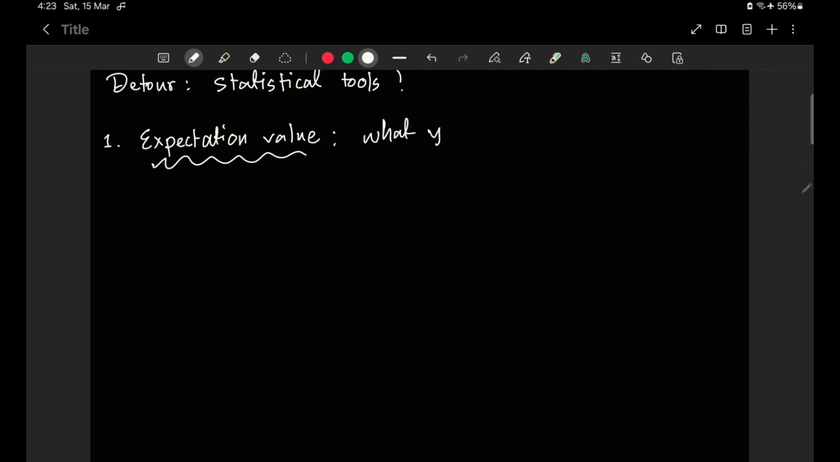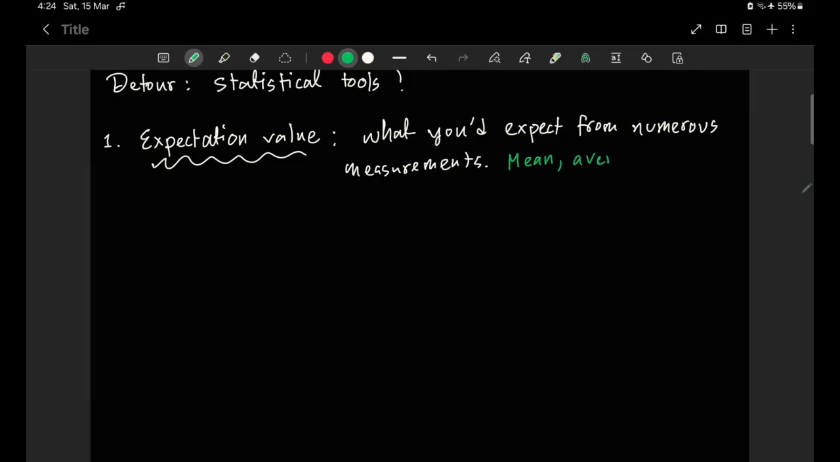What you'd expect from numerous measurements. Commonly, expectation values are known with a multitude of different words. We know it as a mean or the average value, and so on. But in quantum mechanics, we usually reserve this term, expectation value, for our studies. Okay? So it is basically the average value that we expect when we repeat an experiment multiple times.